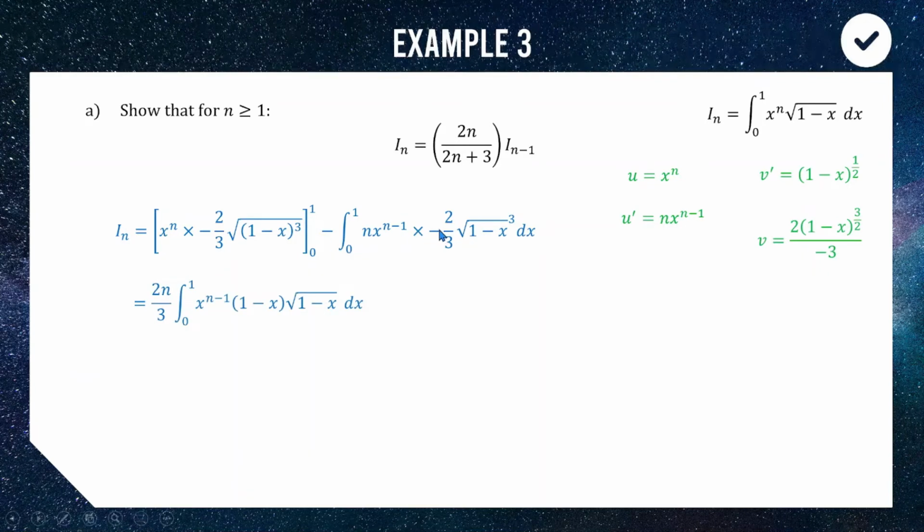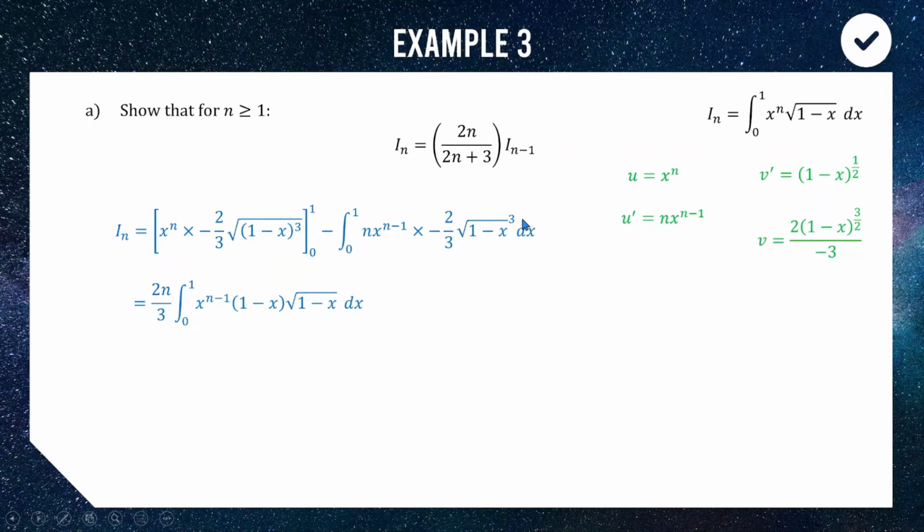Okay, we will pull the -2/3 n out the front of our integral, which makes positive 2n on 3 out the front. Now we have x to the n minus 1, and for this question, a clever way of writing the square root of 1 minus x cubed is to think of this as root 1 minus x times root 1 minus x times root 1 minus x.